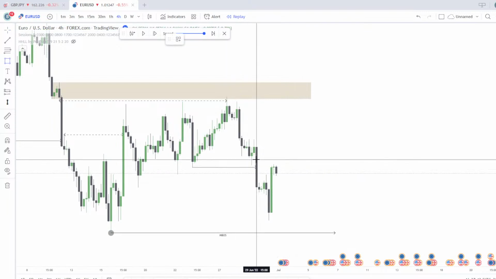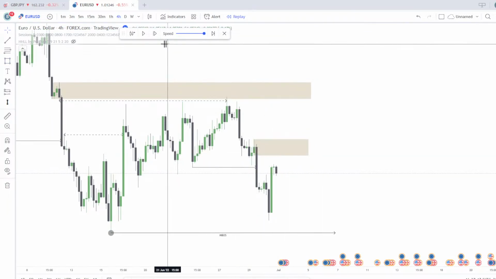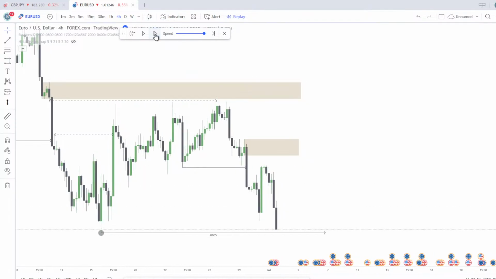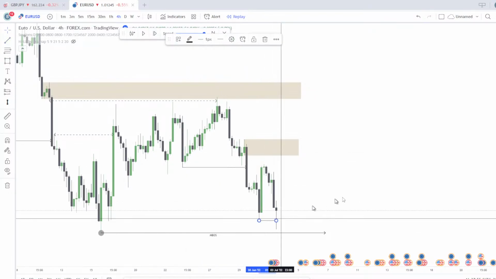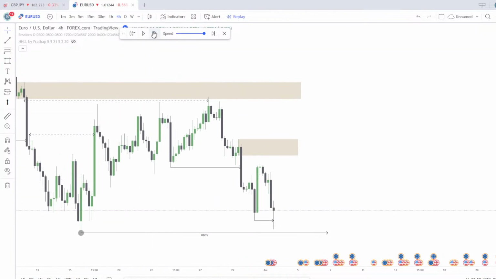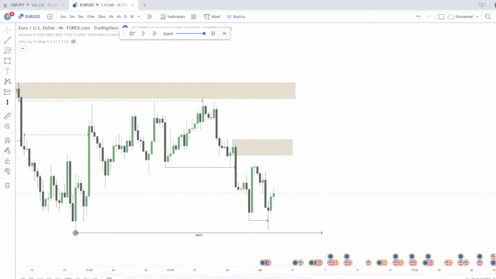Yeah, dude, it looks like there's a really impulsive break of internal structure there. So this area here looks really good, but it looks like price either created some inducement there, potentially above that high there, or this green candle. That looks like a really good supply.